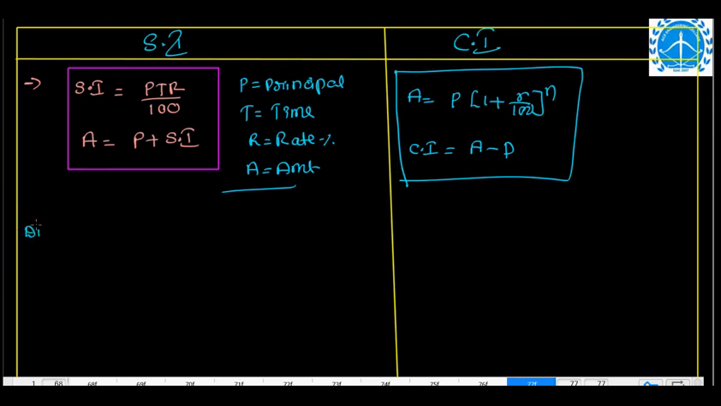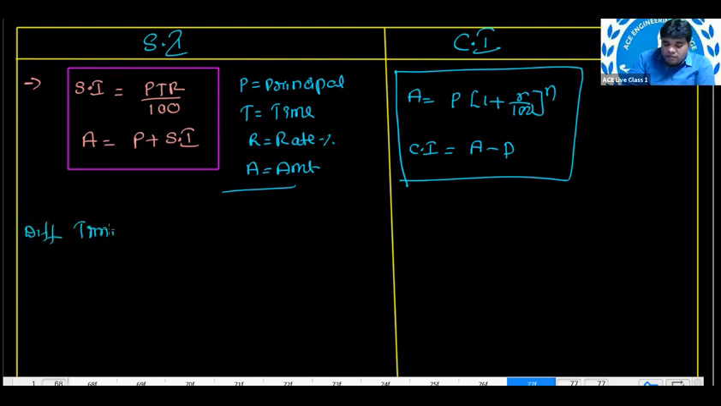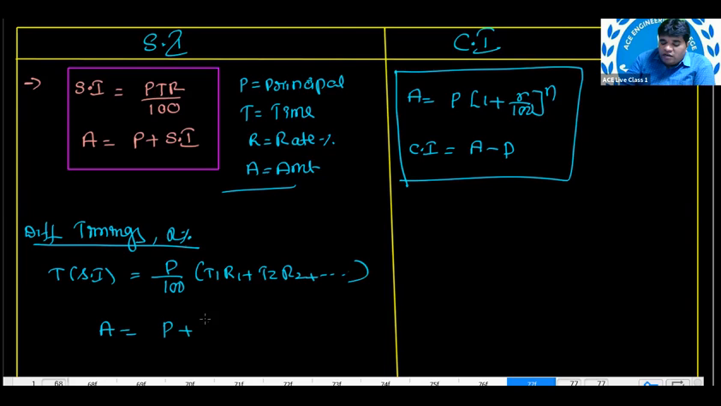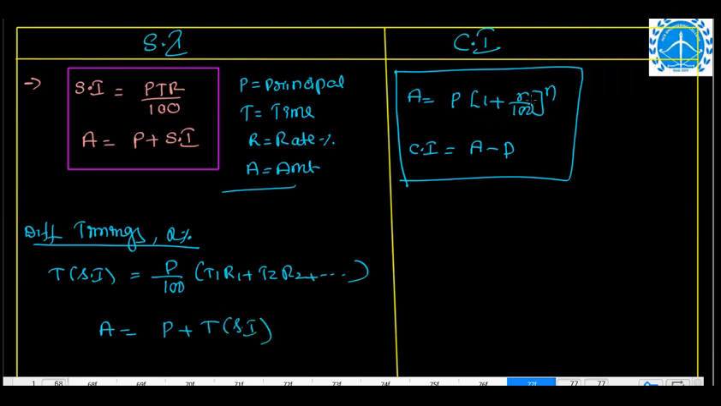When different timings and different rate percentages are given, total simple interest is PTR by 100, where T and R change. P and 100 are common, so the answer is P by 100 into T1 R1 plus T2 R2, etc. This is the total simple interest. So amount is equal to principal plus total simple interest. Is it okay now, Girija? Yes, sir. So here the values change.